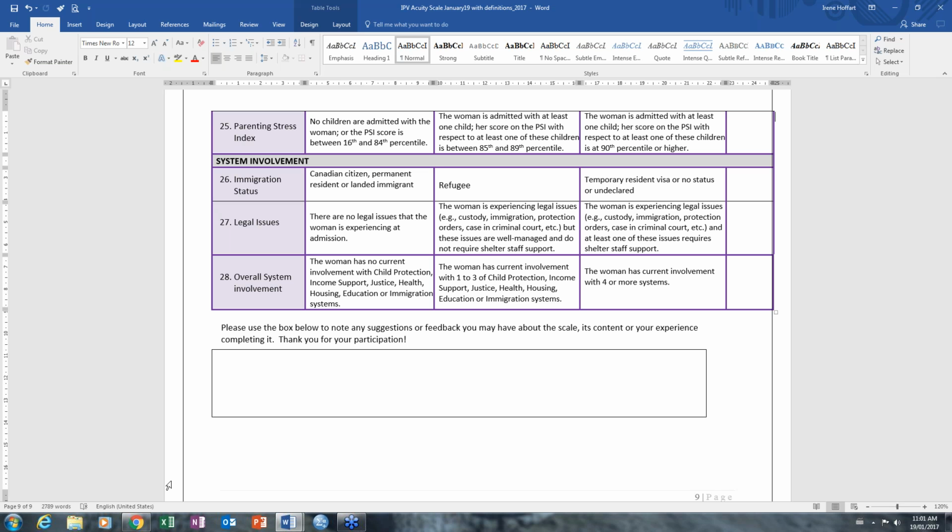Overall system involvement. Now what we want to get a sense of is, in general, how much system negotiating does she have to do? The systems we've identified are child protection, income support, justice, health, housing, education, or immigration. Again, if there's something we missed, please let us know in the notes. A score of 0 would mean there's no involvement with any of those, which I really doubt would ever happen. But a score of 3 would be involvement with 1 to 3 systems.